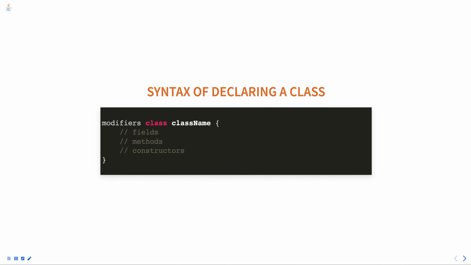The basic syntax for declaring a class is as follows. Modifiers are keywords that specify the access level and other properties of the class, such as public or private. Class is a keyword that indicates that a class is being declared. Class name is the name of the class, which should begin with a capital letter by convention.